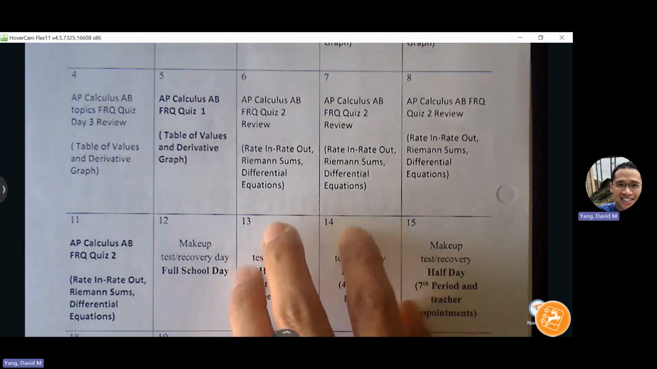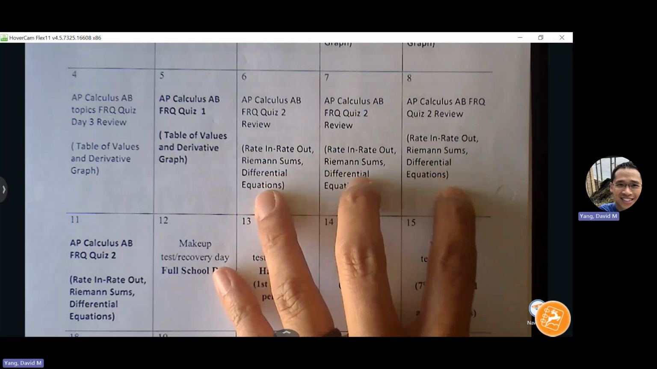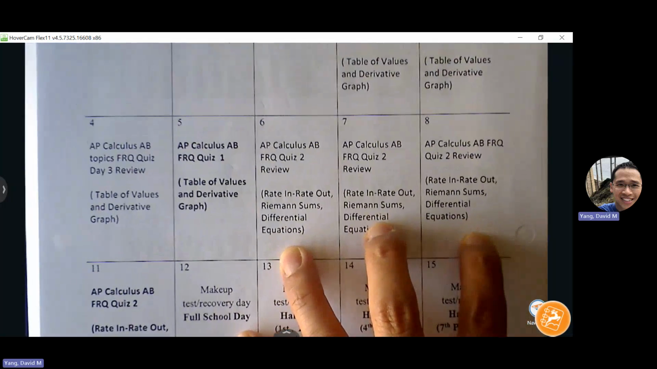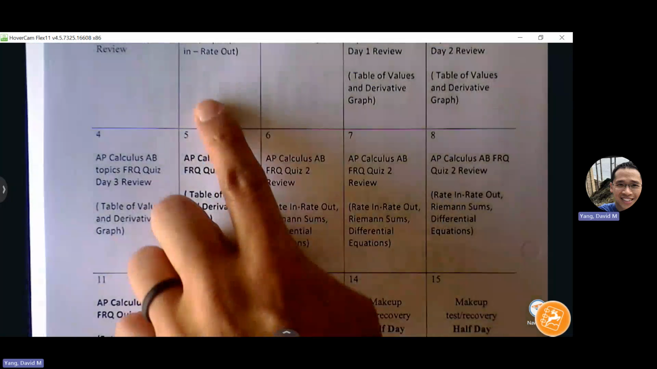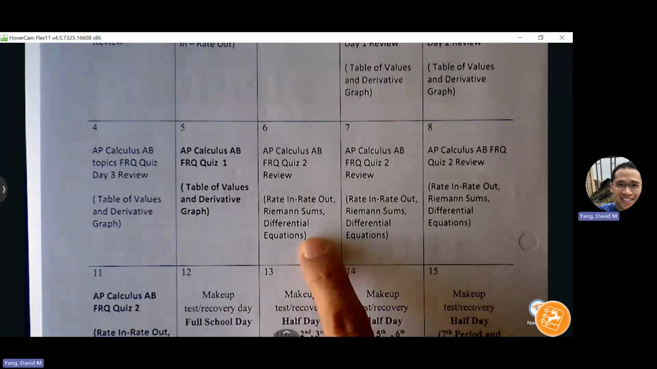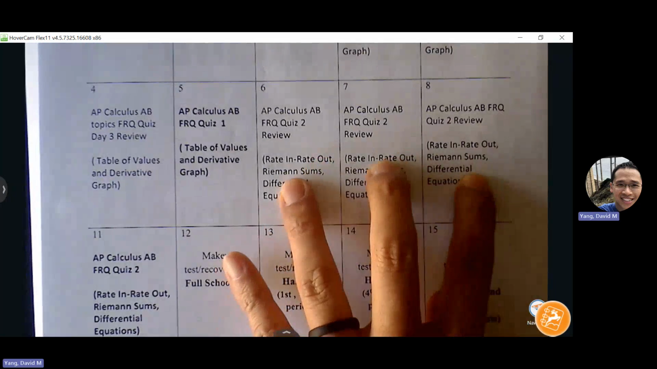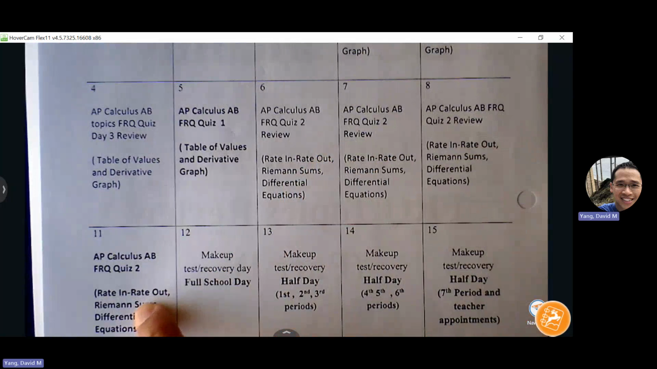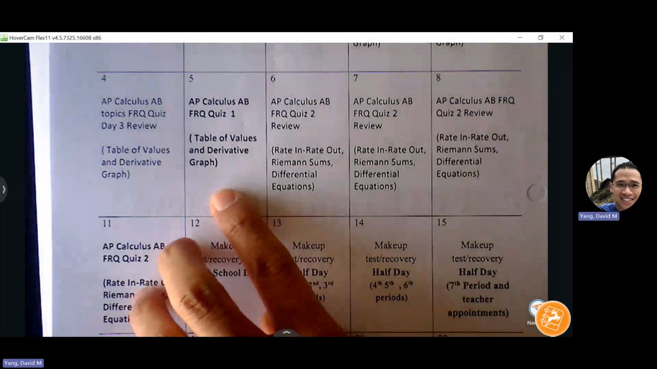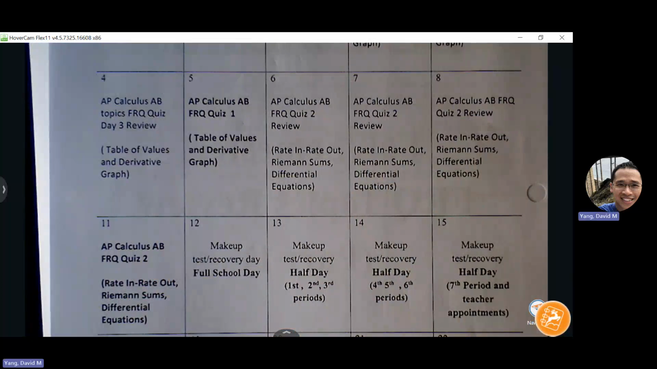Okay, and then the next thing is Wednesday, Thursday, Friday. We'll also review the other set of FRQ, which is the rate in, rate out, which we're going to go over tomorrow, and then differential equations, Riemann sums. You've already seen that, so I'm just going to give you a different variation of that problem for the FRQ. And these 3 homework grades will also go into this quiz grade as well. So you have 2 quiz grades coming up, but everyone should do well on them, because it'll be just like the review I gave you, and the homework grade associated with it will also go into your quiz grade.